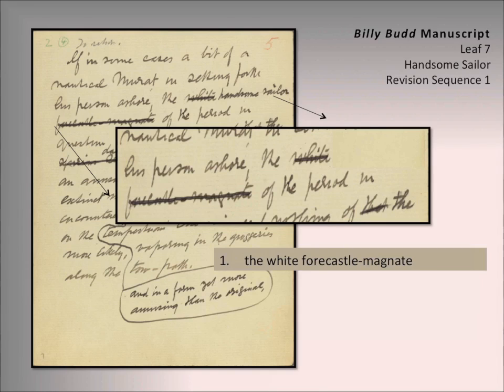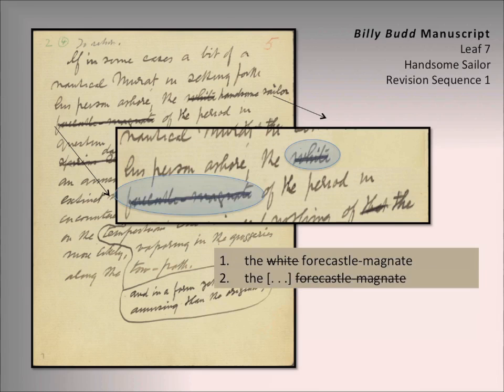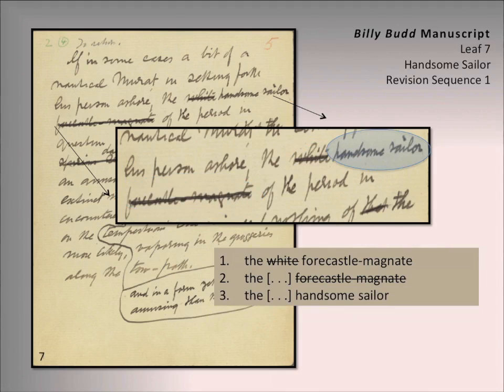And so imagine now that he first takes a pen and marks out the word white, and then forecastle magnate in two virtually simultaneous strokes. And then he squeezes handsome sailor into the right margin. It seems simple enough. And in each of these steps, I have provided actual wording represented by the deletion and insertion revision codes that you see there.